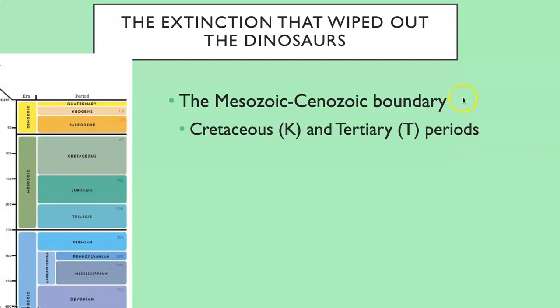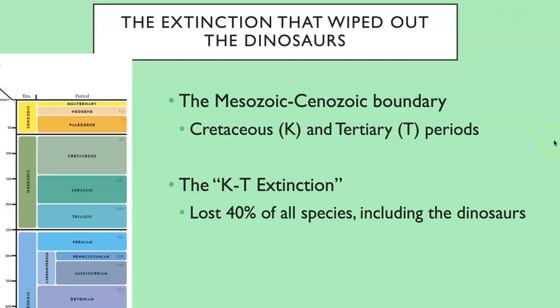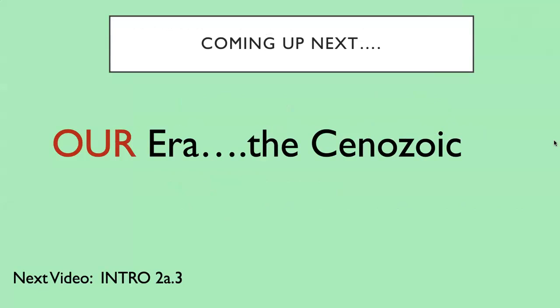In any case, the Tertiary is represented by T, and so this boundary was called the KT boundary, or the KT extinction. And during this extinction, we lost 40% of all species, of course, including the dinosaurs. Coming up next, we'll finally get to our era, the Cenozoic.